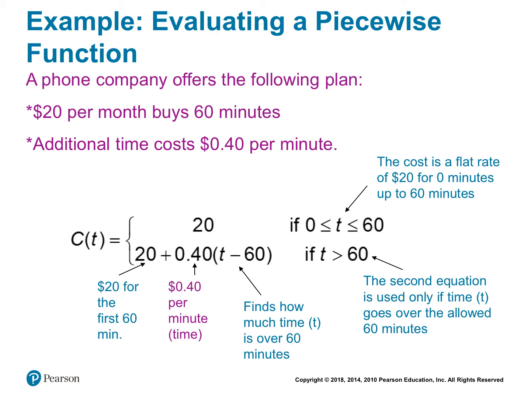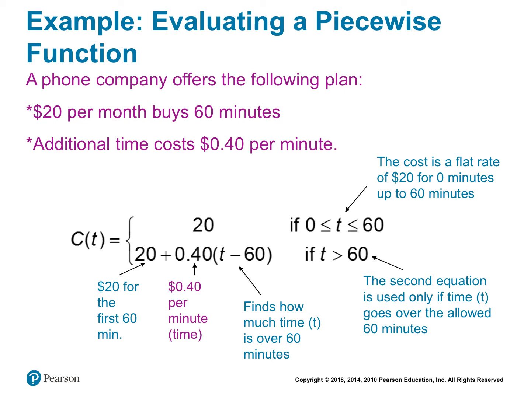So here's a real life example about a phone company. So let's say that it's $20 per month and that gets you 60 minutes. And if you want any additional time, that's going to cost 40 cents per minute. So we're assuming it's one of those phones where you have to pay by the minute. So you see we have two different equations here. And the C represents the cost, the T represents the time in minutes.